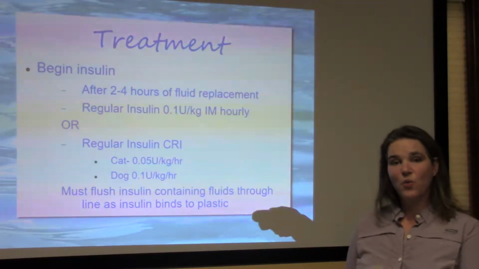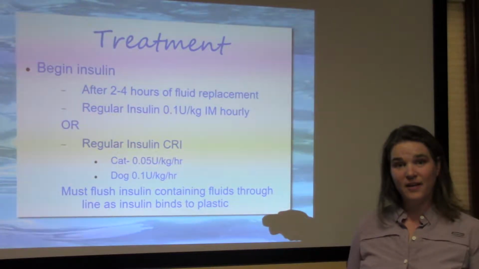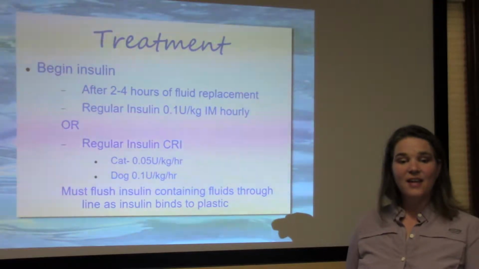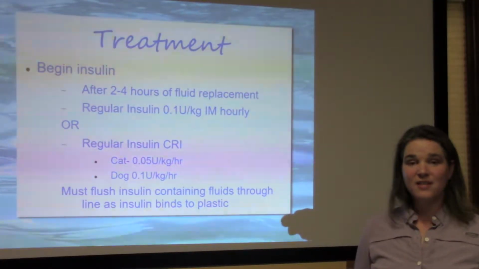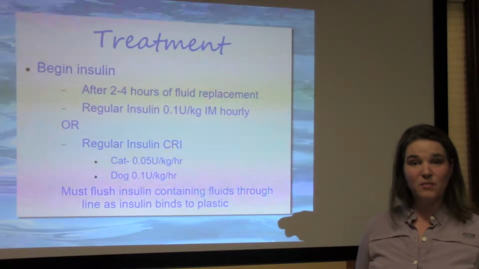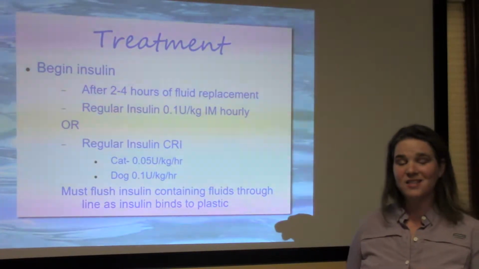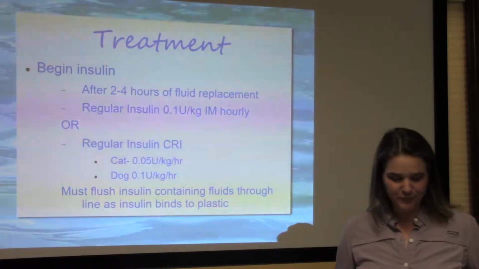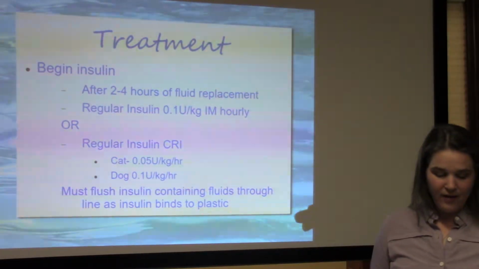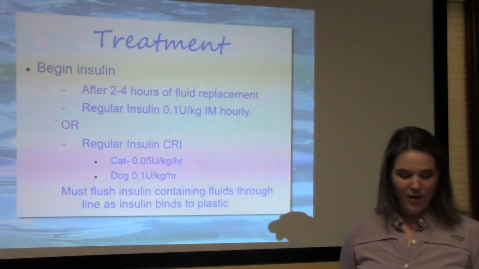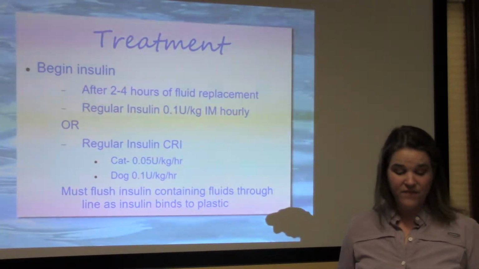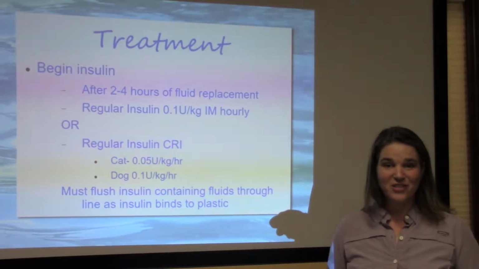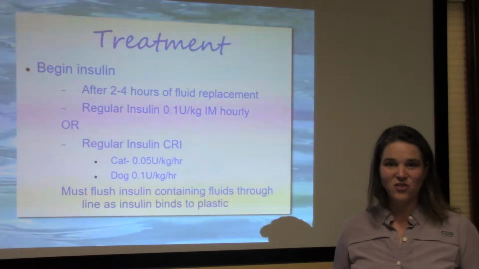And if you don't coat your IV tube with insulin before you start therapy, then as you are doing this CRI, the insulin will bind to the plastic and your patient won't get any. You need to saturate that plastic with insulin and then hook the line up to the patient. So CRIs are intimidating, but once you get used to them, they are awesome. They're very effective. They're easier on the patient, and the patient typically returns to normal faster than with the injections in my experience.